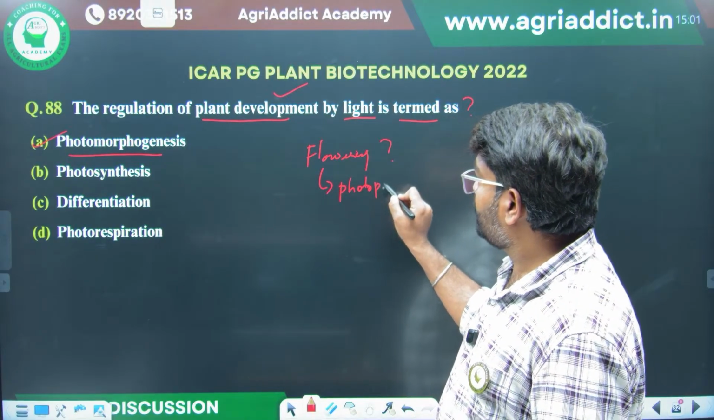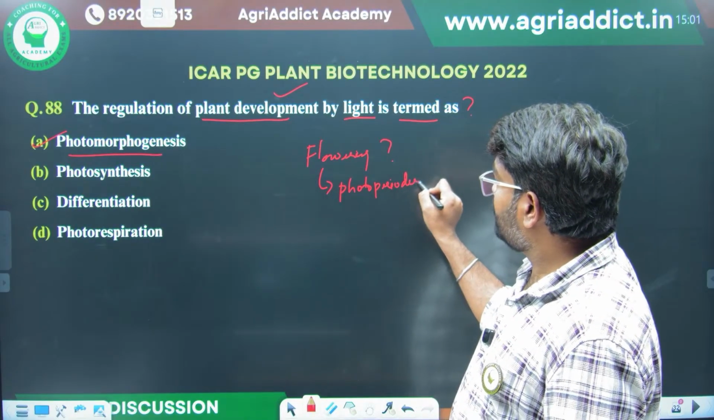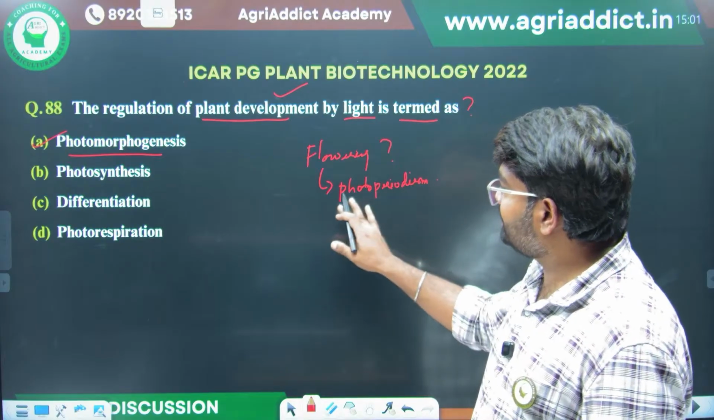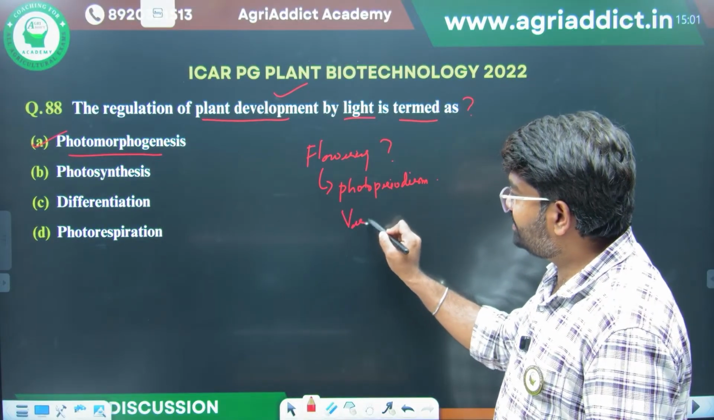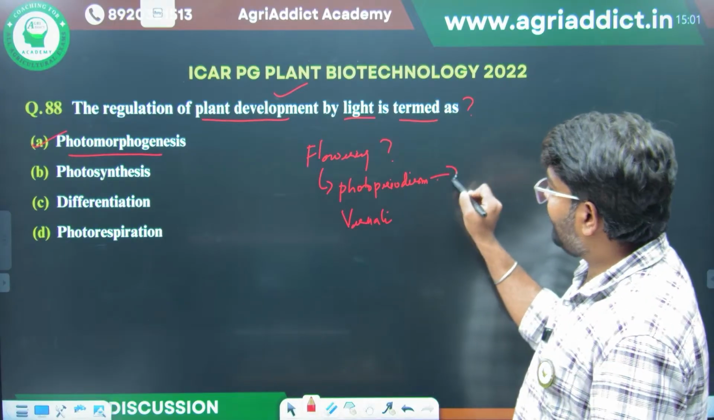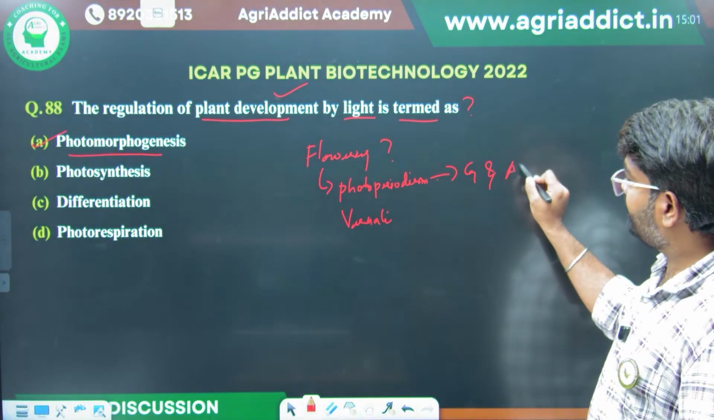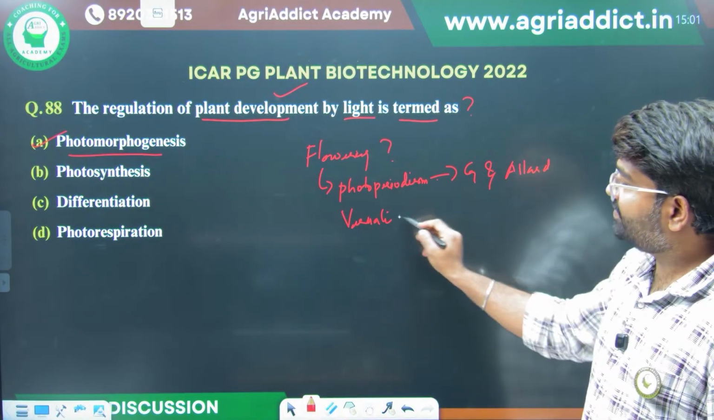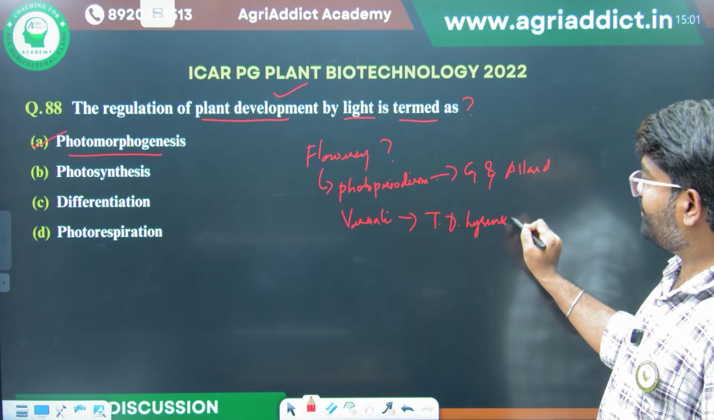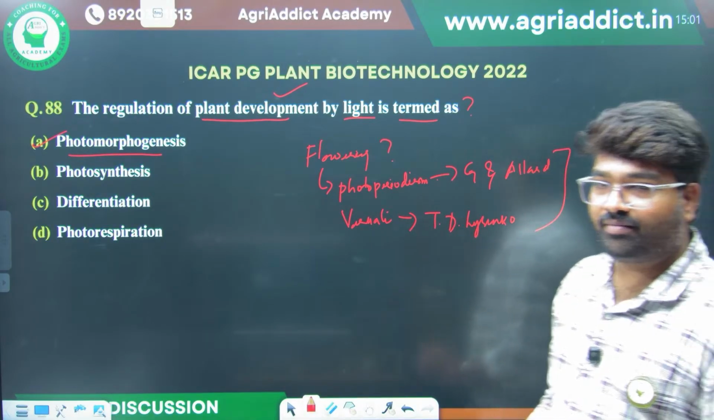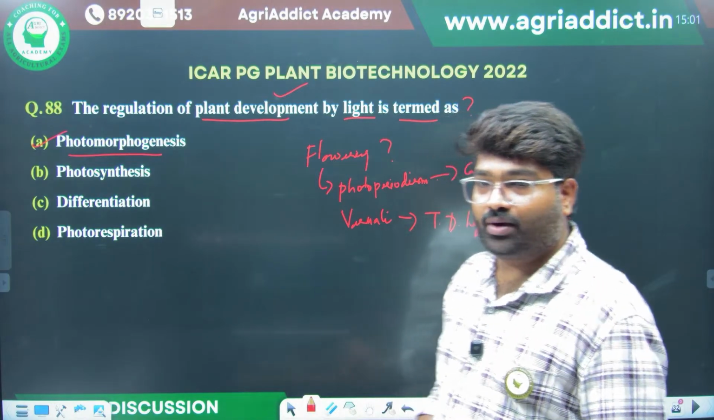Okay. Then again I am saying, you have to remember who has given the terms photoperiodism and vernalization. Okay, Garner and Allard, photoperiodism; vernalization by T.D. Lysenko. Okay. These are important scientist names you have to remember. This is a very important point.